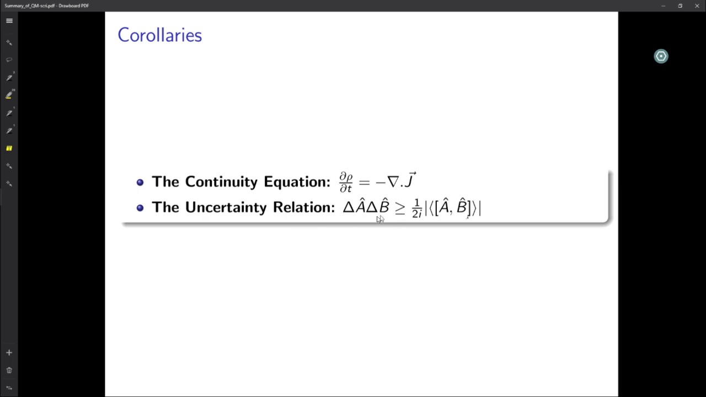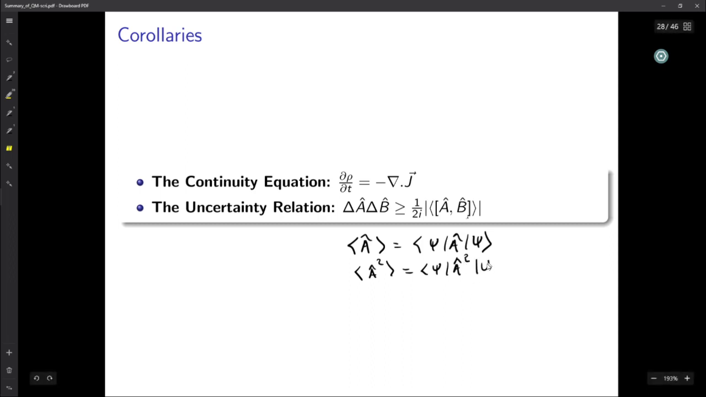And you have these deltas that are weird. So what are the deltas? What do they mean? Essentially, we talked about expectation values. The expectation value of A is just this beautiful sandwich, and you can also define expectation values of A squared and so on. That would just be the A squared operator, where A squared basically means A operator times A operator, right?